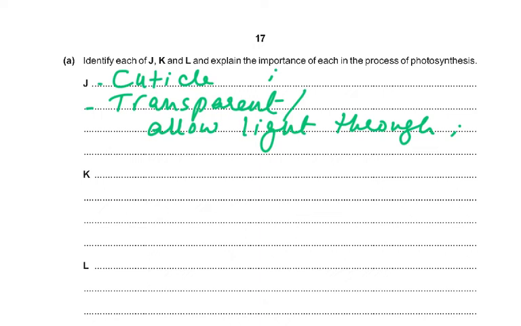You see, you could have said cuticle and it protects it from pathogens, but they didn't ask you that question. They said outline and explain the importance in the process of photosynthesis. They didn't say outline its importance to the plant. So the cuticle also protects the leaf from invading pathogens, just like we have skin, which protects us from invading pathogens. Then K was the palisade.